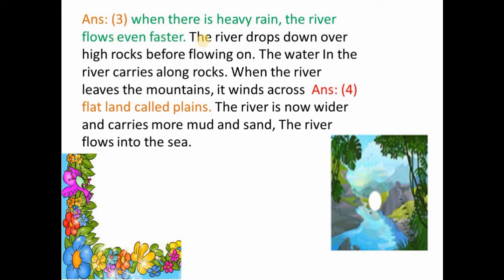Next, question number 4. What is meant by flat land? Here is the answer for 4. Flat land is called plains. Okay, so flat land means plains. Just try to find the answers and underline them.